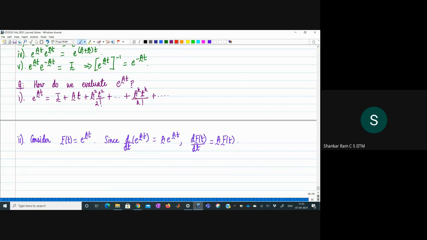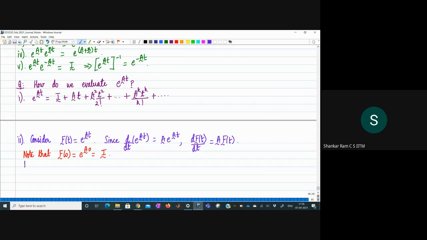Okay? And please note that f of 0, which is nothing but f of t evaluated at time t equals 0, will be e power A0, as we have already seen from the properties. It's going to be identity. Okay? So please remember this also, right?